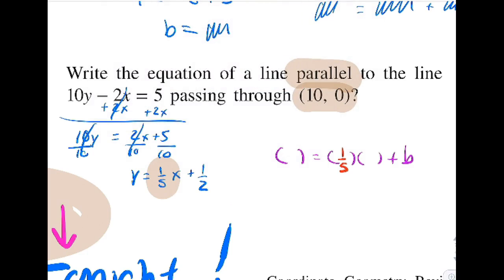So my slope is 1/5. My x is 10. My y is 0. So I have 0 equals 10 over 5, which is 2. Subtract the 2 over, and I have -2. So I'm using this slope with this b. Final answer, y equals 1/5 x minus 2.